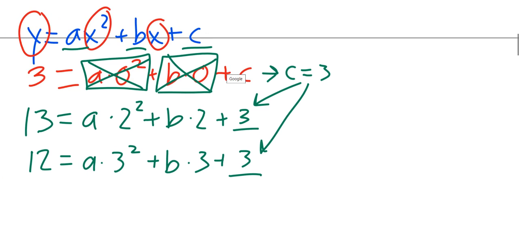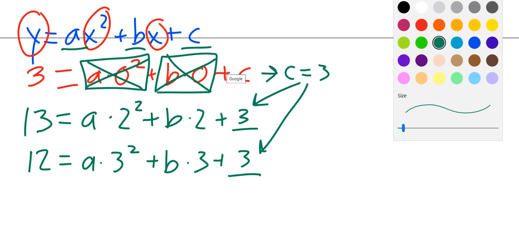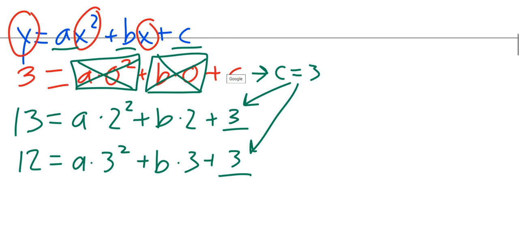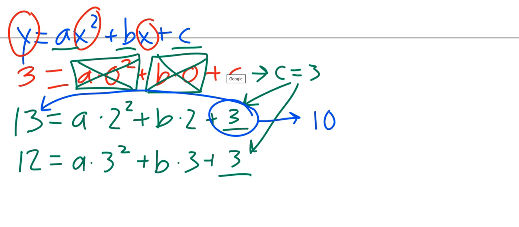Now, I can simplify these equations a little bit. What do you think I mean by circling this in the blue and drawing the arrow to the other side? What do you think I'm doing with that 3? Subtracting it, right? So what is 13 take away 3? 10. I just wanted everybody to understand that I'm moving that 3 to the other side. And can you tell me what a times 2 squared is? That's just 4a.